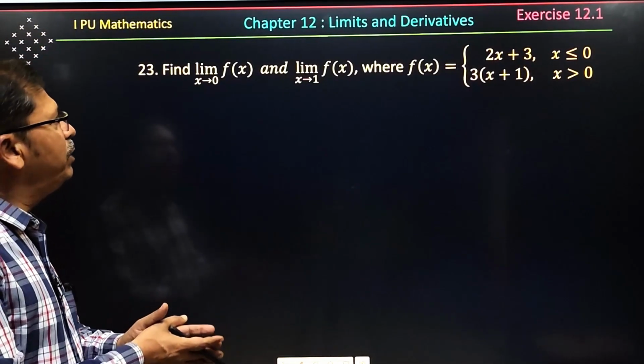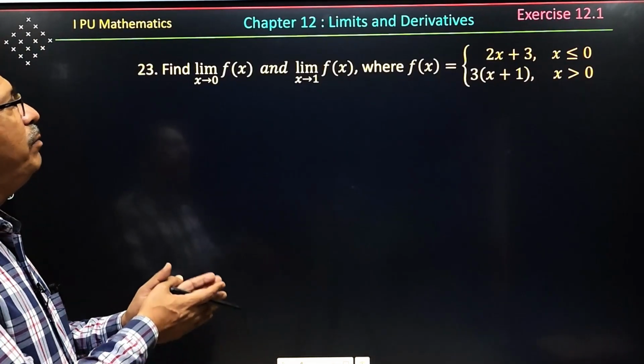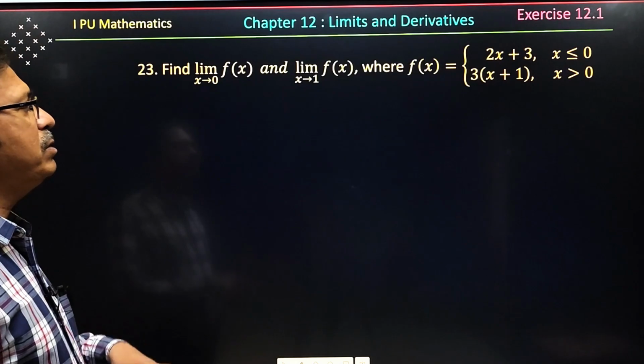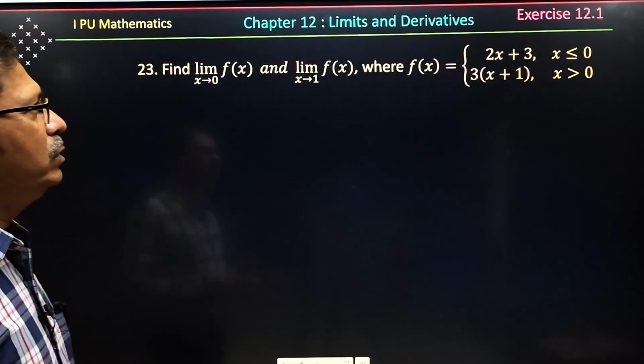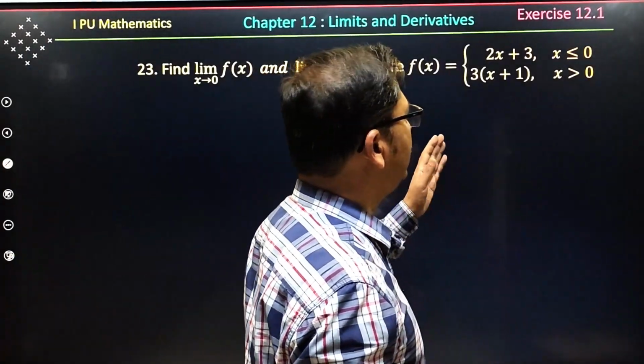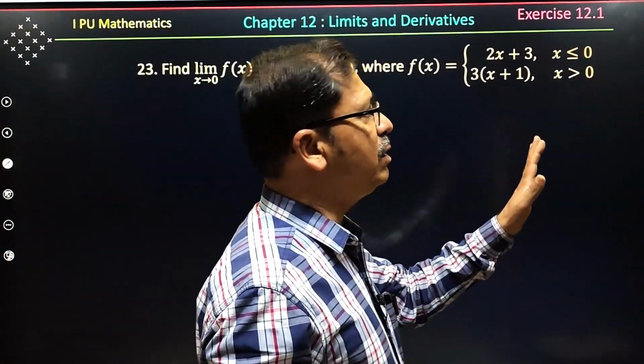Find the limit as x tends to 0 of f(x) and the limit as x tends to 1 of f(x), where f(x) is equal to 2x plus 3 when x is less than or equal to 0, and 3 into bracket x plus 1 when x is greater than 0.